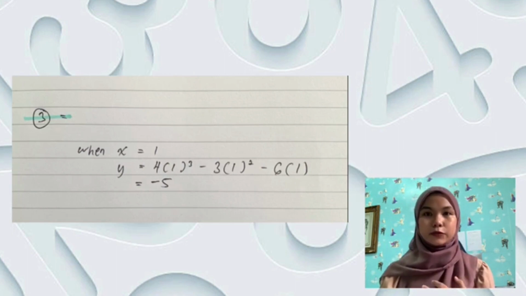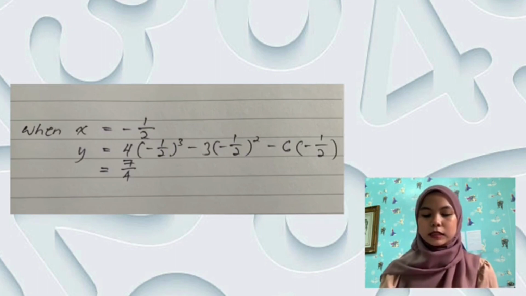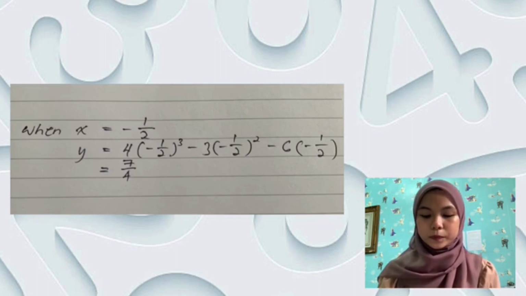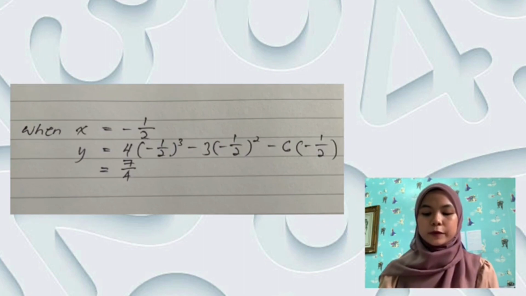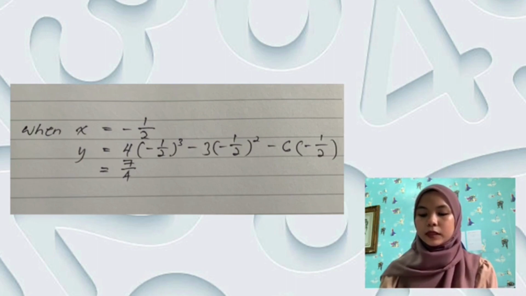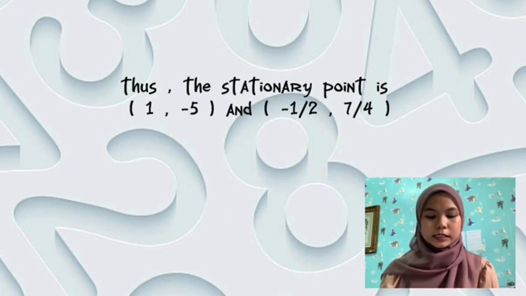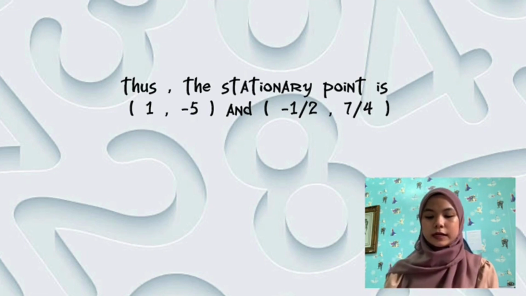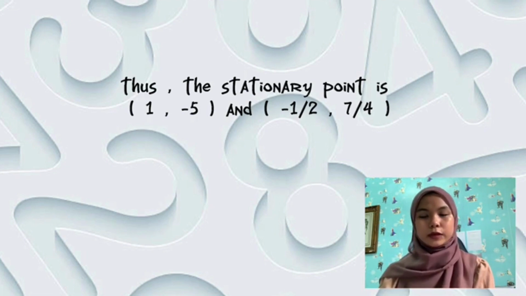So you got negative 5. Okay, for when x equals negative 1/2, y equals 4(-1/2)^3 minus 3(-1/2)^2 minus 6(-1/2). You got 7/4. Thus the stationary points are (1, -5) and (-1/2, 7/4).